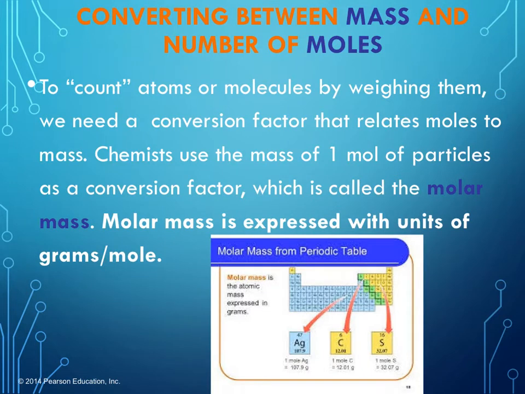So far we've converted between the number of particles and moles using Avogadro's number as a conversion factor. Now this gets perhaps a bit trickier. We're going to learn to convert between the number of moles and the mass of a sample, which is actually a bit more useful for a chemist because mass is what the chemists can weigh and measure in the lab.